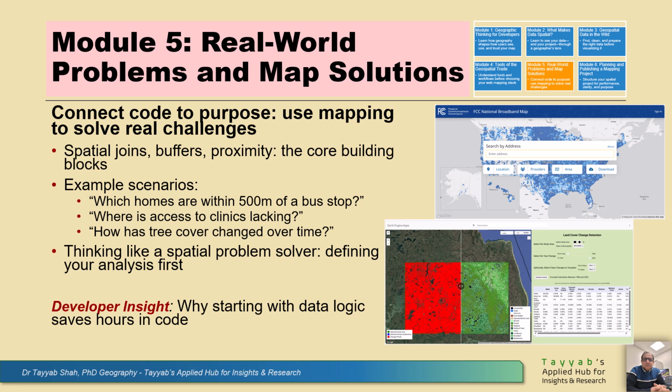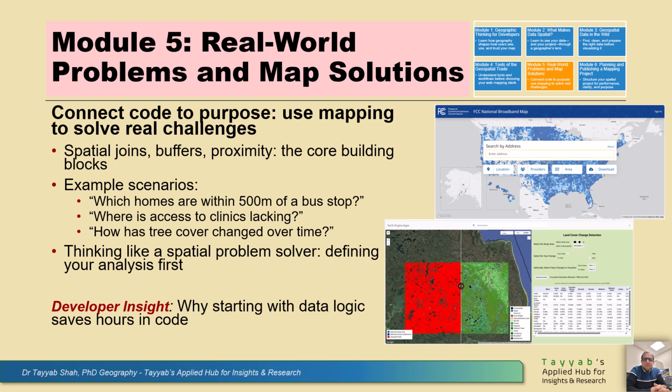So module 5 is about real-world problems and map solutions. So we are going to connect code to purpose, using mapping to solve real challenges. There are different kinds of processes you need to understand, like developing a logic, how you want to flow your whole website and the different options you want to use. Once you build the platform, you then want to talk about your application. So here you will be building the logic in this section.